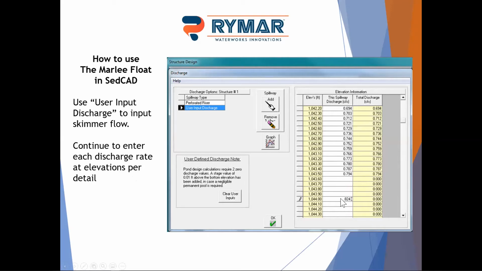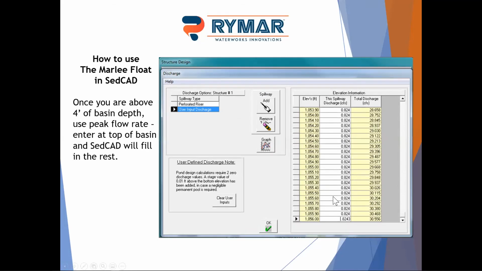It'll interpolate for you. Once you get up to 4 feet, then you've got to make a decision whether you maintain that flow rate or extrapolate it out. In our testing, and if you remember seeing the graph, most skimmers are starting to stabilize at around the 4 feet. So really just use your engineering judgment, whichever one you prefer. In this case, we just plugged in that flow rate to continue on through up to the peak of the pond.